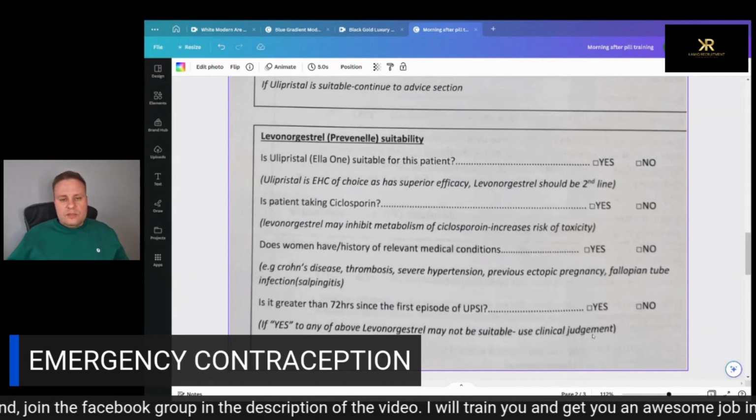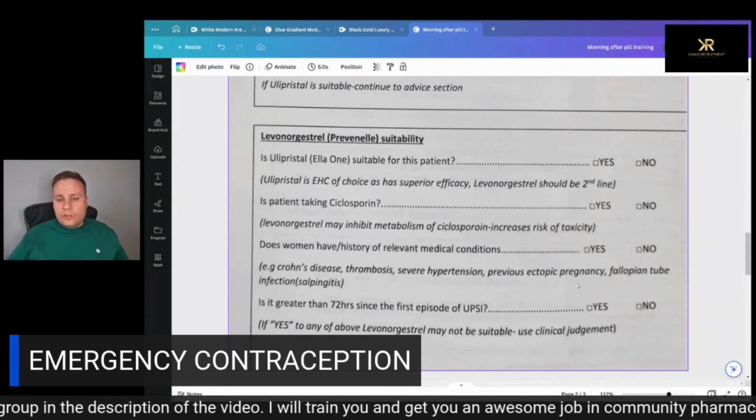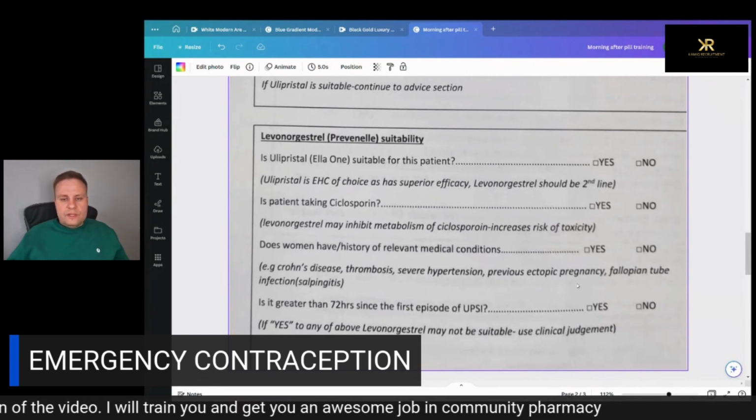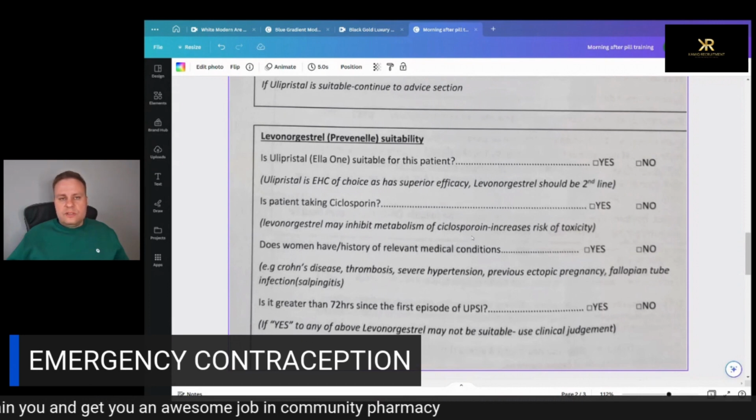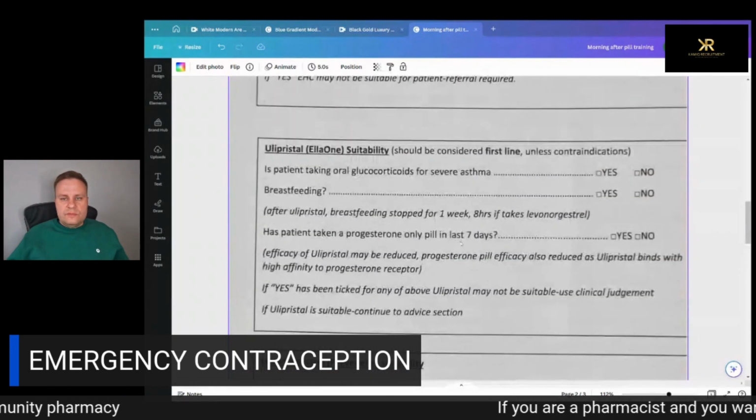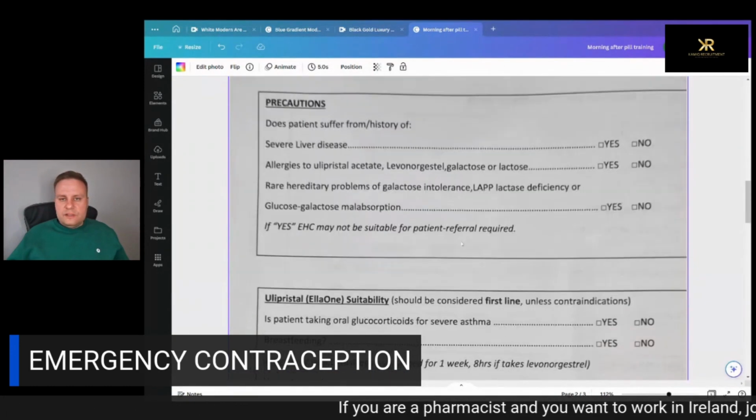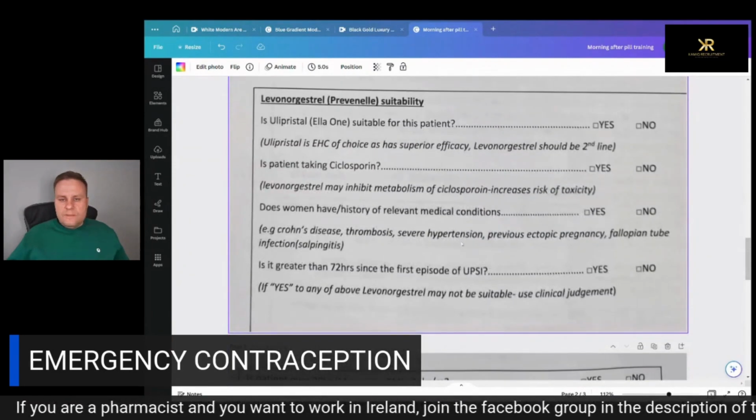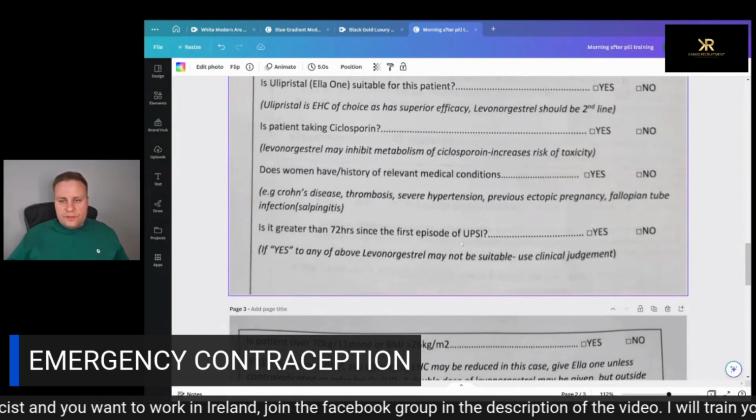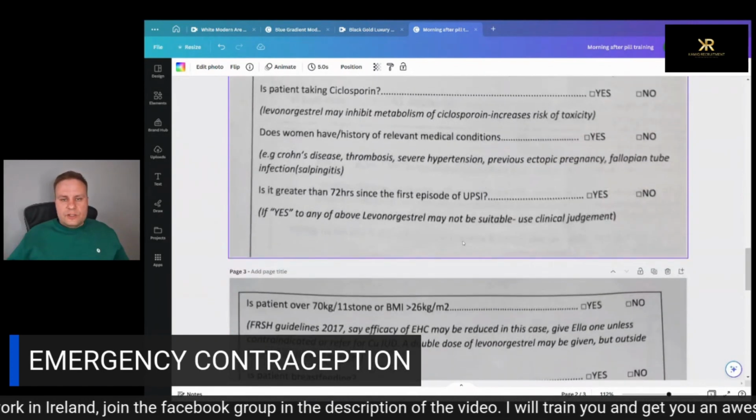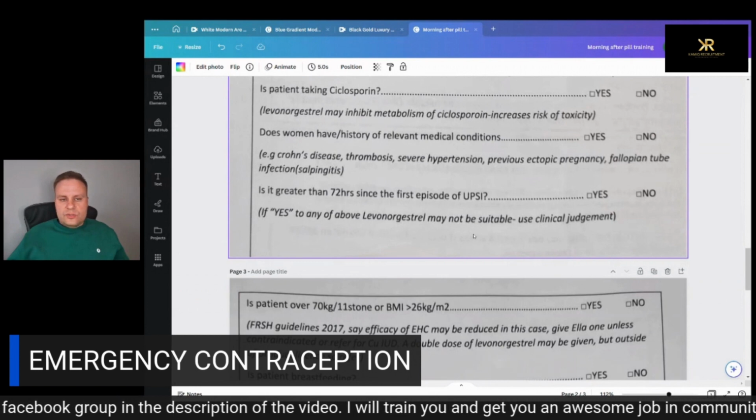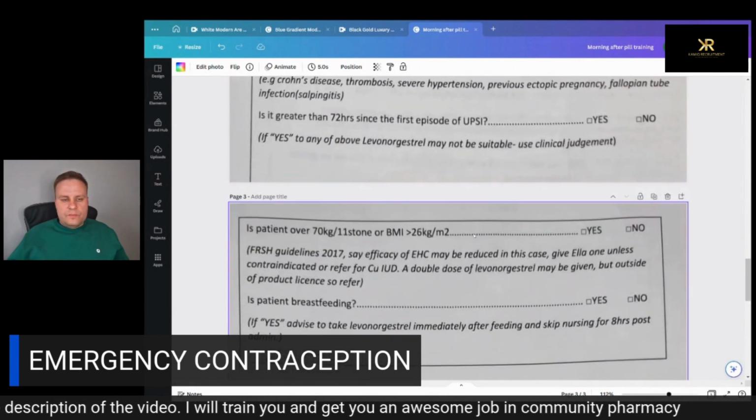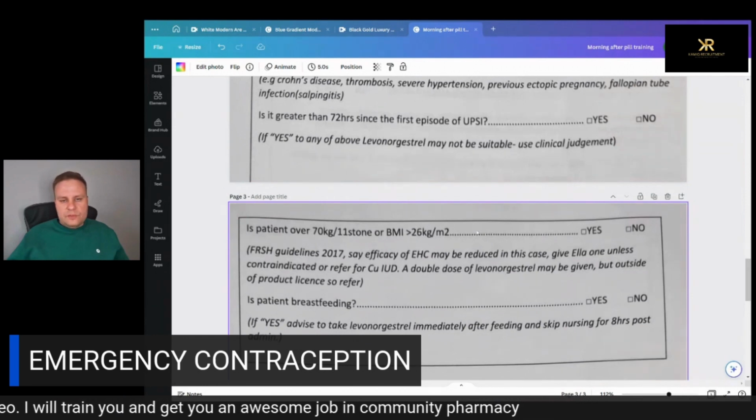Always keep in mind you can refer for the coil, the intrauterine device, in the first 5 days. You can refer to the GP, and the GP can take a decision. So if you don't feel confident that you're giving out the right dose, the right medication, you can choose to refer. You don't have to dispense anything unless you're certain that the patient will benefit from it, and the benefit-risk balance is in the patient's favor.